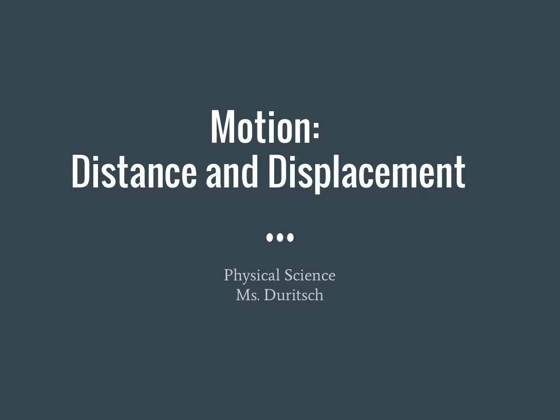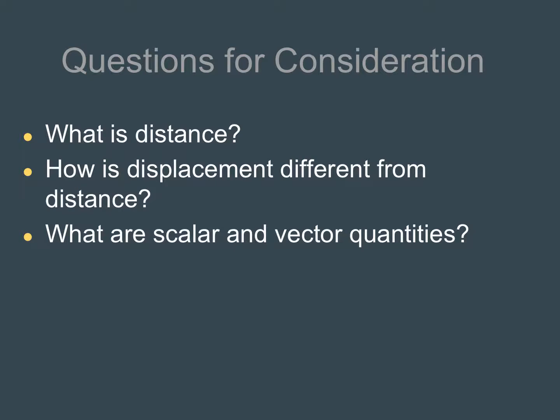All right, for our first unit for physics, we are going to be talking about motion, and specifically for the next few days, distance and displacement. So there are a few things that we're going to look at. We want to look at what is distance, how is displacement different from distance, and exactly what is a scalar quantity and what is a vector quantity. If you've never heard those words before, you're going to know by the next few days.